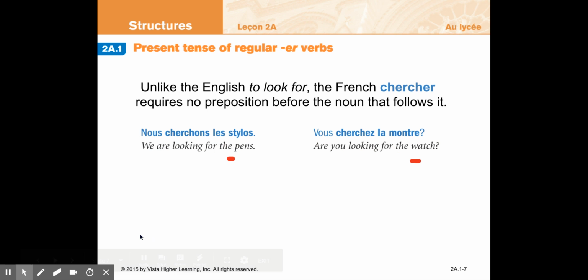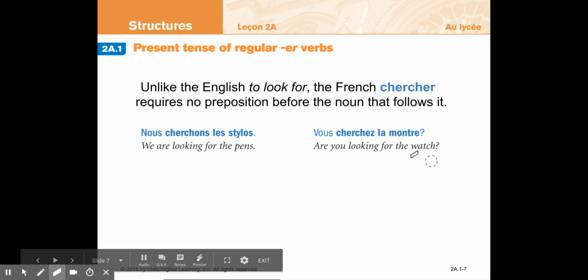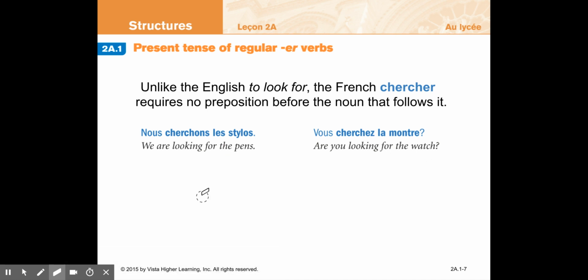And then just a last little note, unlike the English "to look for," the French "chercher" doesn't require a preposition before the noun that follows it. Let's erase my little notes right here. Chercher already means to look for, so you don't need a preposition. The preposition is already included in the infinitive.